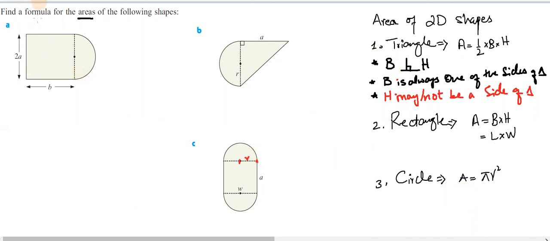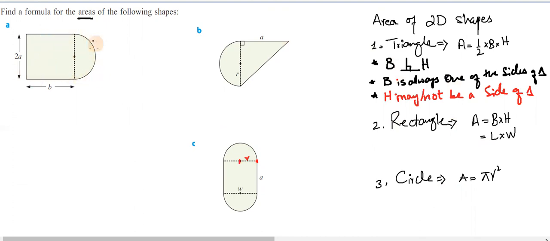So for the first part, we have to find the formula for areas. Again, these questions are targeting your algebraic skills along with simple formulae, and this is where most students feel difficulty. If you're given the numbers, they are comfortable, but if you're given the letters, they find it difficult to work with.